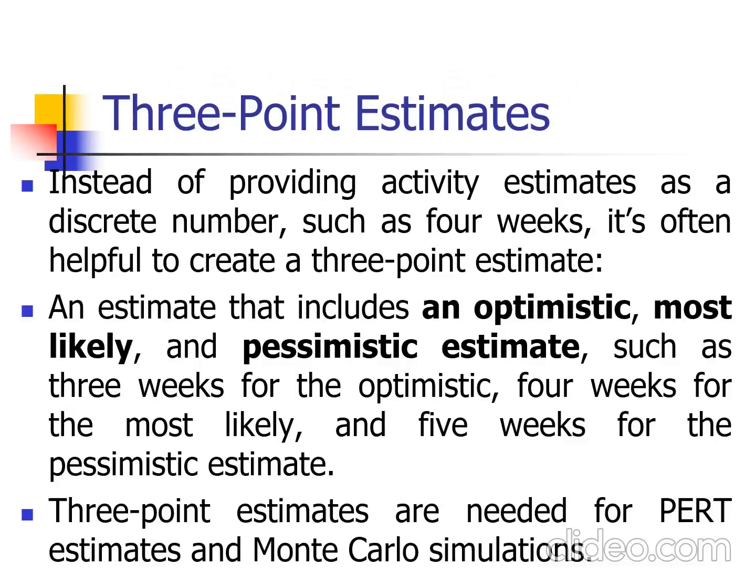Let's look at 3-point estimates, which is an estimate that includes an optimistic, most likely, and pessimistic estimate. For example, 3 weeks for the optimistic, 4 weeks for the most likely, and 5 weeks for the pessimistic estimate.